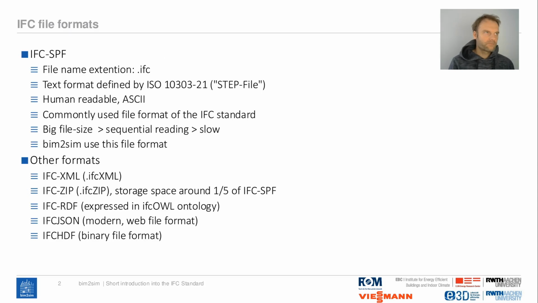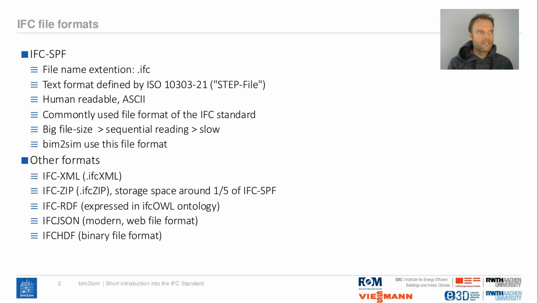Okay, now we talk about the file formats in which you can store this IFC information. There is the IFC-SPF. This is a text file. It's human readable in ASCII. It's often used, and we use it also in bim2sim. But the disadvantage of this file format is that bigger projects have bigger files, and these files can make your application quite slow.